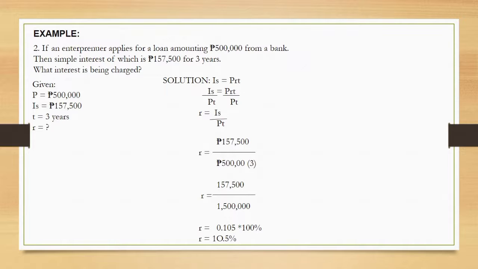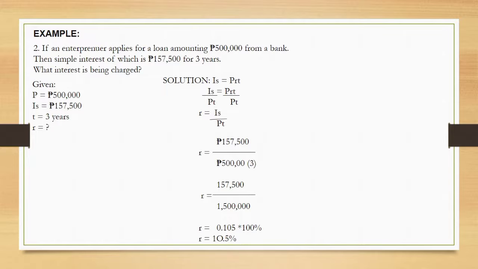Another example, number 2. If an entrepreneur applies for a loan amounting to 500,000 pesos from a bank, then the simple interest of which is 157,500 pesos for 3 years, what interest rate is being charged? So the unknown here is the rate. The given is principal equals 500,000 pesos, the simple interest is 157,500 pesos, and the time or term is 3 years.